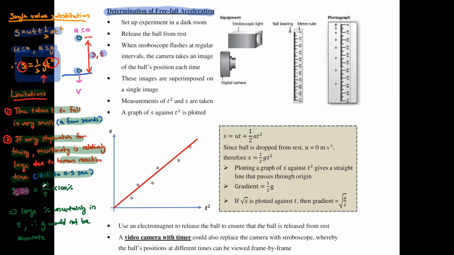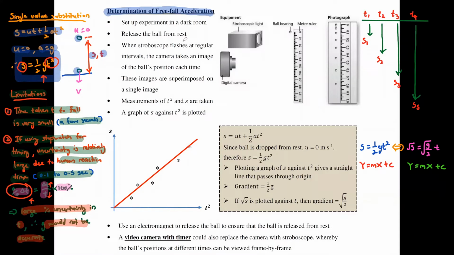Looking at the percentage uncertainty equation for time, we can see that a large absolute uncertainty over a small measured value would cause the percentage uncertainty of time to be large. A large percentage uncertainty in time in turn causes g to not be accurate.